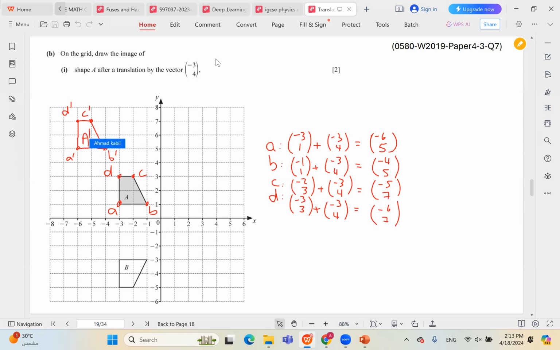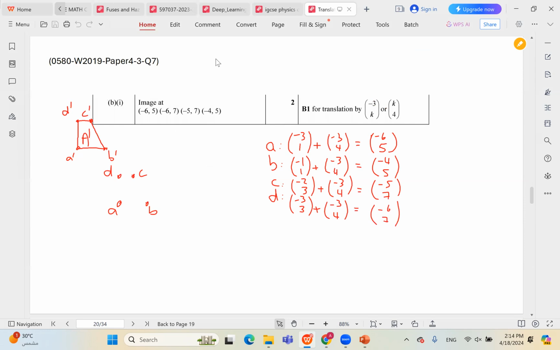And again, this moved 3 steps to the left, followed by 4 steps up. You don't really have to write this down as long as you understand how we got it and you have the correct coordinate pairs, you're fine. So -6, 5, -6, 7, -5, 7, and -4, 5 are the correct answers.